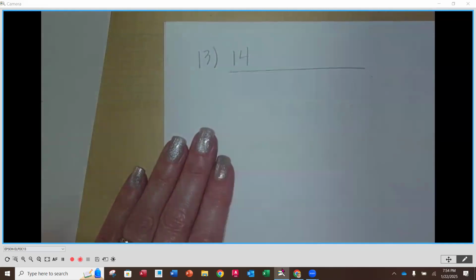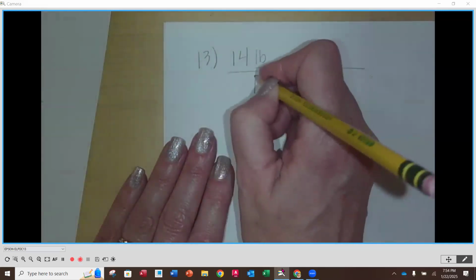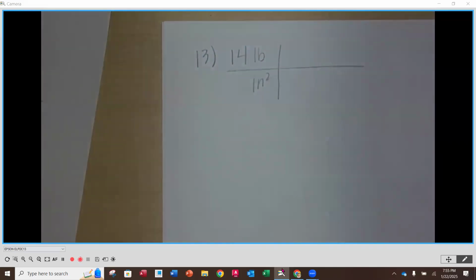We're going to go our little horizontal line, and this is going to be pounds on top and inches squared on the bottom because it's pounds per square inch. Don't write it as PSI, okay? Same thing with miles per hour. Don't write MPH. We're going to do miles on top and then per hour. The slash is going to be the per. So we have to expand it out.